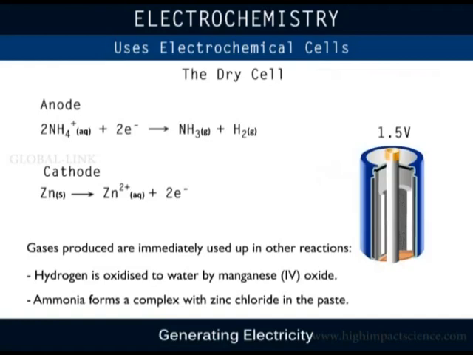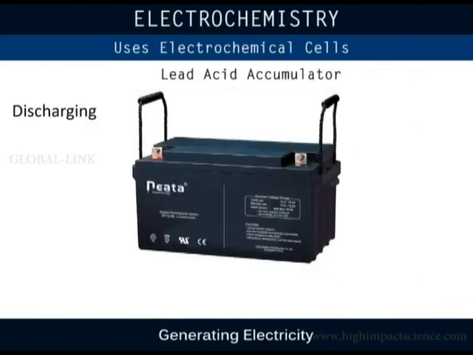When the cell is supplying energy, the chemicals are used up and therefore the cell has to be discarded. Such a cell is called a primary cell. In other words, it cannot be recharged. Rechargeable cells are called secondary cells, such as the lead acid accumulator.